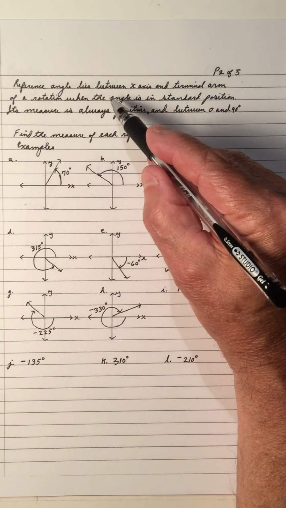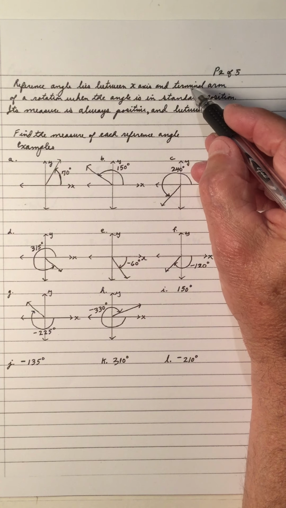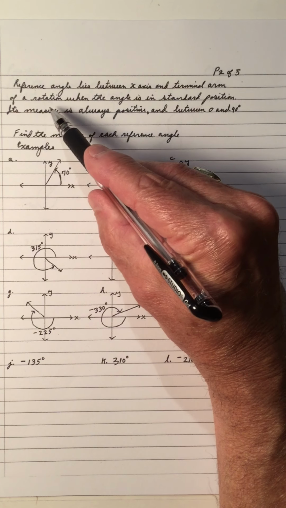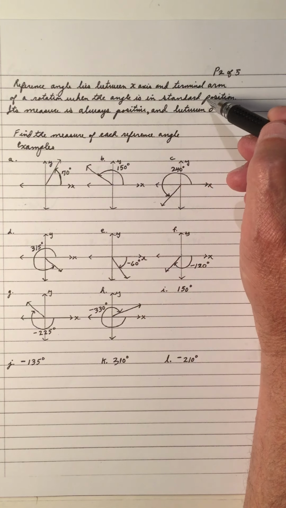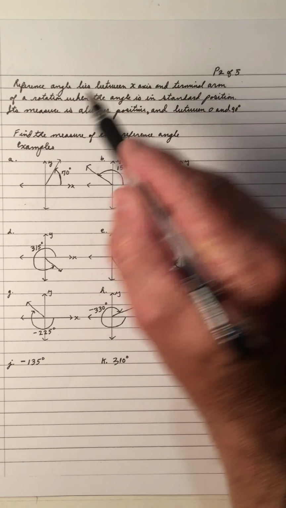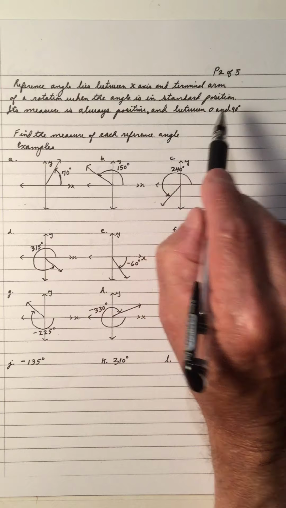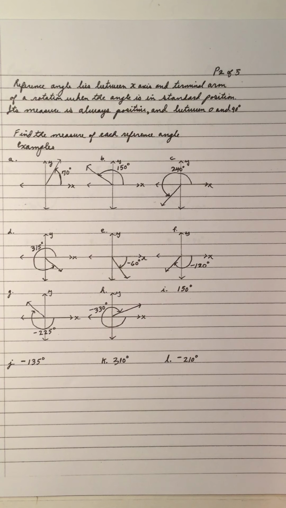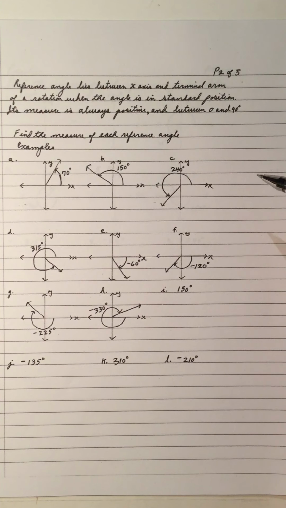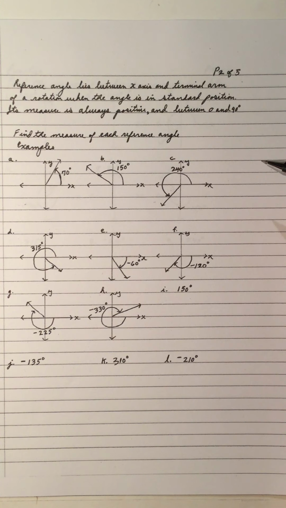The reference angle lies between the x-axis and the terminal arm of the rotation when the angle is in standard position. Its measure is always positive and is between 0 and 90. So the reference angle is never negative and is always between 0 and 90. Find the measure of each reference angle.